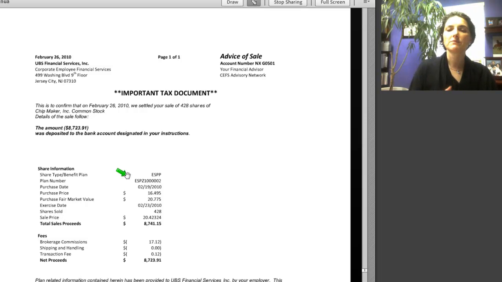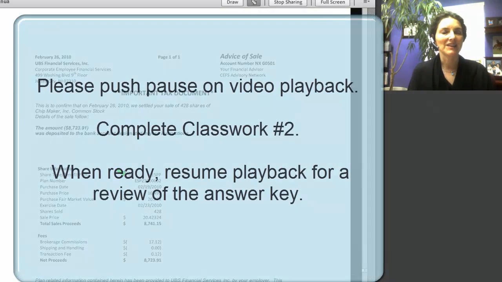So at this point, please push pause. Spend a few minutes analyzing these tax documents for Jake Edwards. If you feel like you're floundering, that's okay. I'm going to go over a review of the answer key with you shortly, but you're going to do yourself a lot more good if you spend some time trying to figure it out before you watch the video review. So once you think you've done all you can figure it out and you've done the best job you can of preparing his Schedule D, resume video playback for a review of the Schedule D answer key.